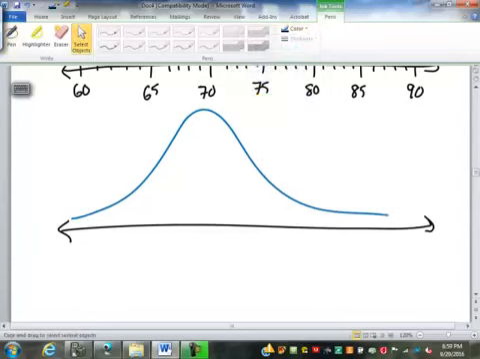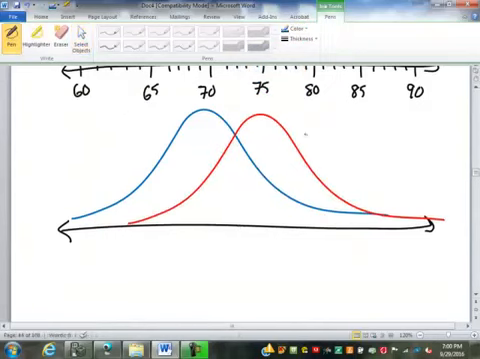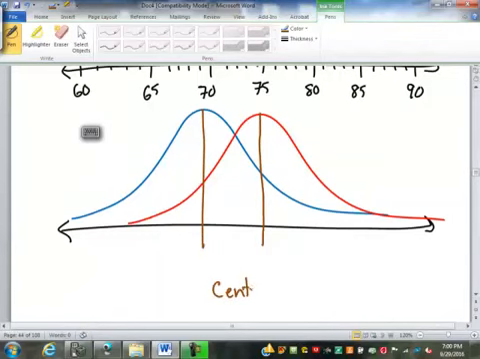Say I have another curve that looks like this. How would I describe the difference between those two curves? Well, the red one's moved to the right. They're the same size, same width and stuff. The red one's moved higher. It has moved to larger numbers. Well, the easiest way for us to describe that is we describe the center. The center of the red curve is higher than the center of the blue curve. It's a larger number.